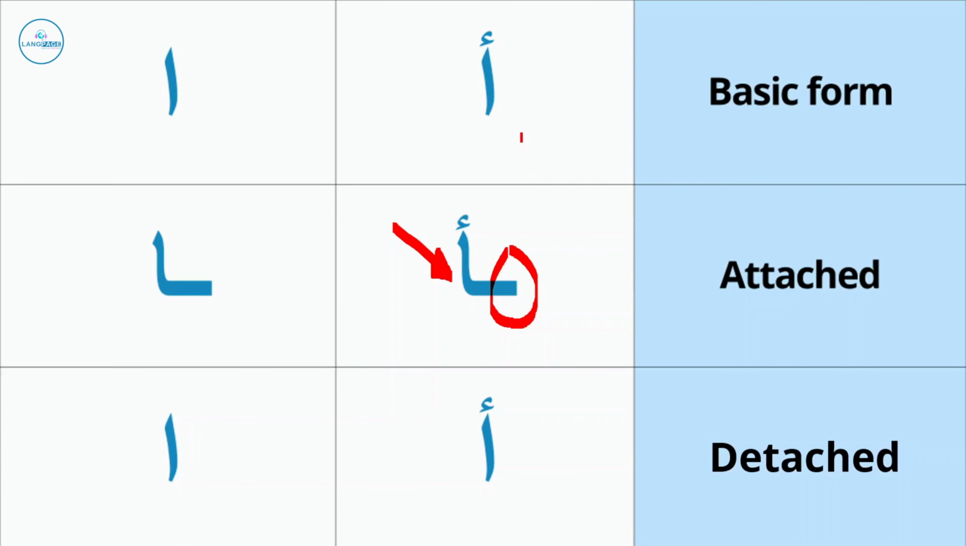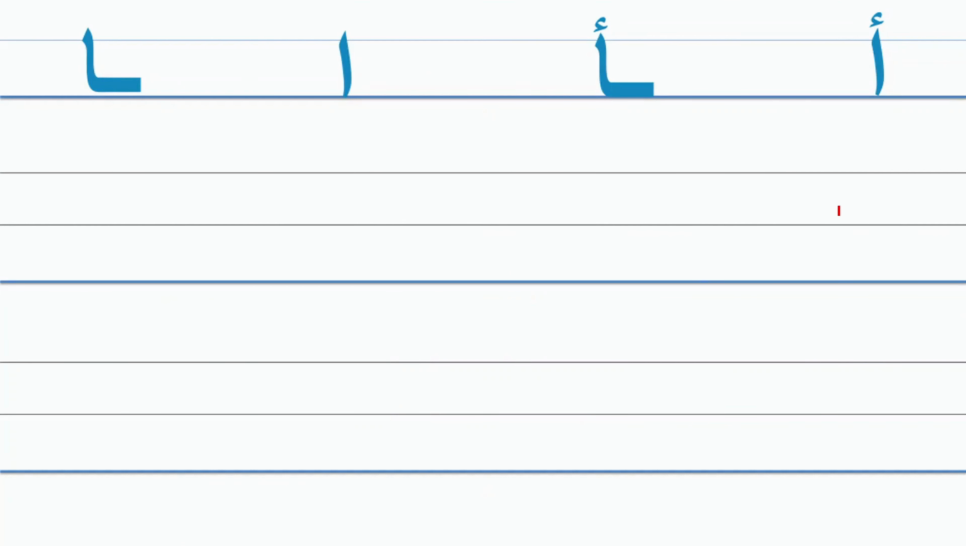So Alef, either it's basic or detached without any hands, or attached from the right only, and there is no way to be attached from the left. Everything I am saying about Alef with Hamza applies to Alef without Hamza. I told you the differences in the use. We can talk about it later. Now, since we are familiar with the pronunciation and the shapes, let's have the way of writing.